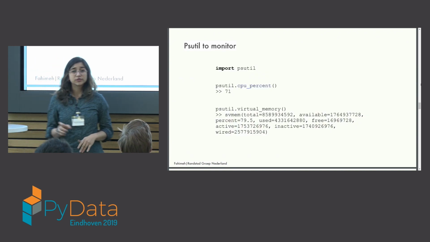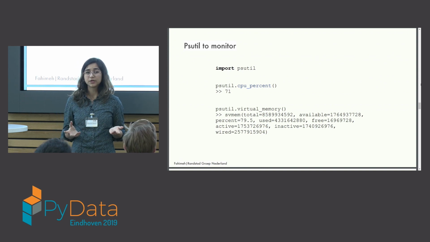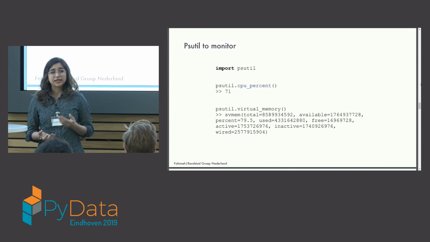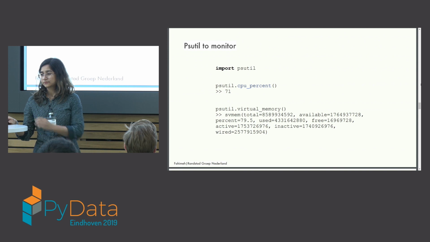You can also use Python libraries to include the monitoring information in your program. For example, with psutil, you can get the CPU percentage at a given time, and also all information about your memory, like what is the available memory, what's the percentage, and stuff like that.